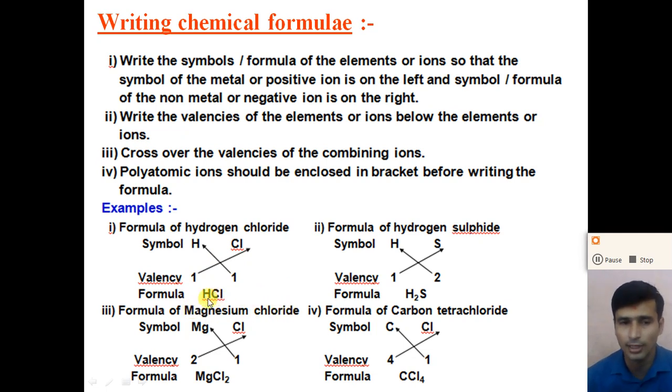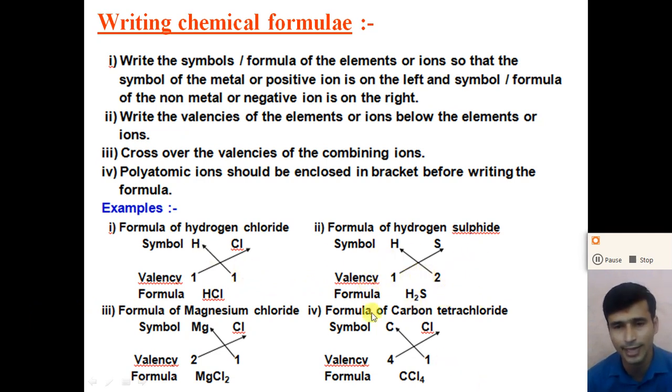So the molecular mass of HCl is equal to the atomic mass of hydrogen plus the atomic mass of chlorine, right? So what is the atomic mass of hydrogen? 1. And the atomic mass of chlorine is 35.5. So if you add these two, we get the molecular mass of HCl. So dear student, try to find the molecular mass of each and every compound.